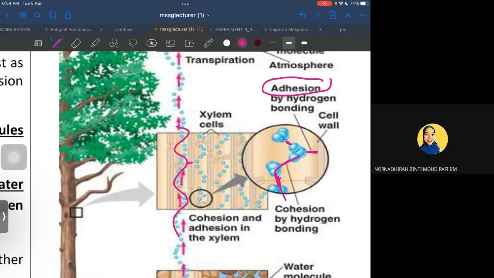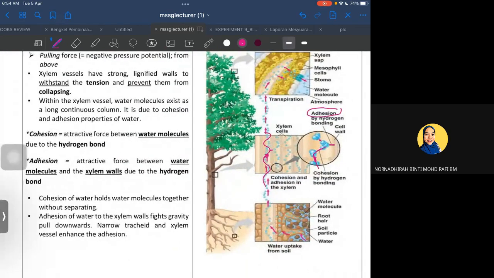Sambil dia naik ke atas ada pegang ke tepi. Sebab apa? Pegang ke tepi ni dia ada adhesion force and then apa yang menyebabkan dia boleh naik ke atas di antara molekul dengan molekul air ni juga sebab dia cohesion force. So that's why cohesion of water molecule can hold water without separating. So and then dia kata adhesion of water to the xylem wall fights gravity. Ni dah dia yang dia boleh fights gravity. Pull downward yang ditarik ke bawah. Okay, so that is how water can move upward.